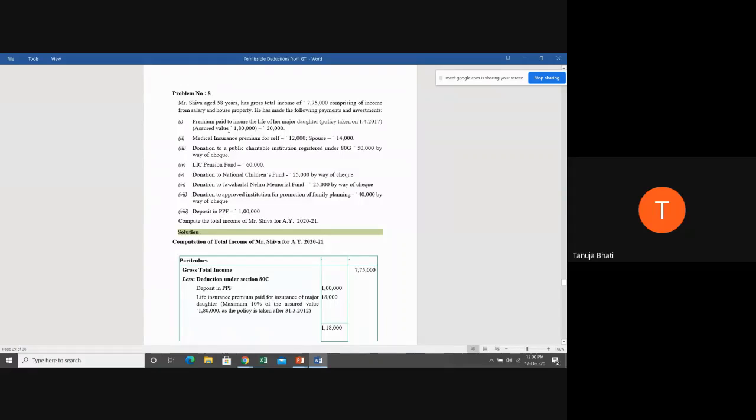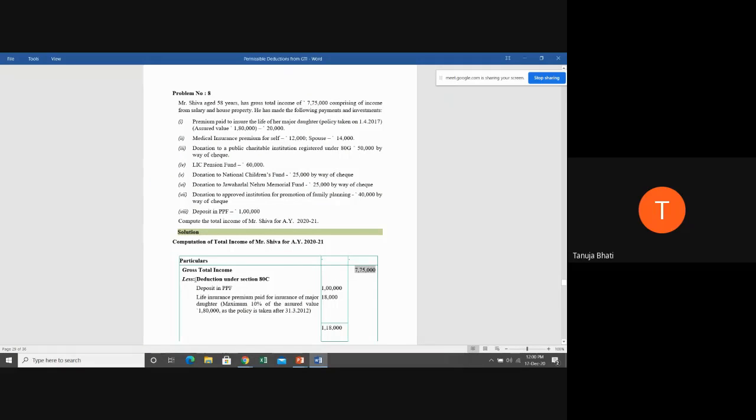You all have already answered all the questions. We have to just put it in the format. So computation of total income of Mr. Shiva for assessment year 2020-2021. Gross total income. Gross total income is already given, 7,75,000. So as it is, we have taken it.